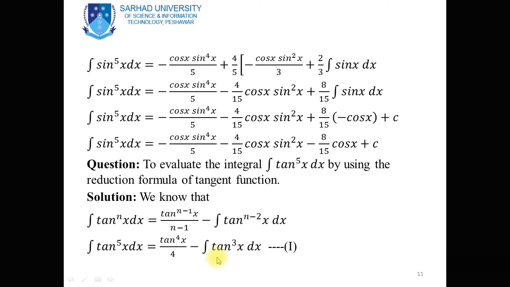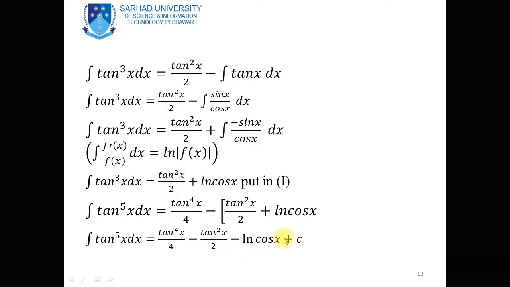Now in this equation number 1, to evaluate the integration of tangent cube x with respect to x by using the reduction formula, again we have the integration of tangent cube x with respect to x is equal to tangent square x divided by 2 minus the integration of tangent x with respect to x. And for the integration of tangent x, we can write tangent x is equal to sine x divided by cos x.